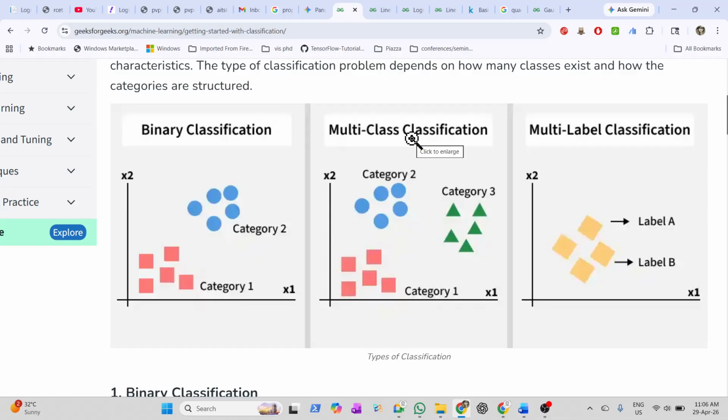I have given you examples of three based on these images, whereas we can have even four classes, or we can have five classes, okay, depending on the data set.